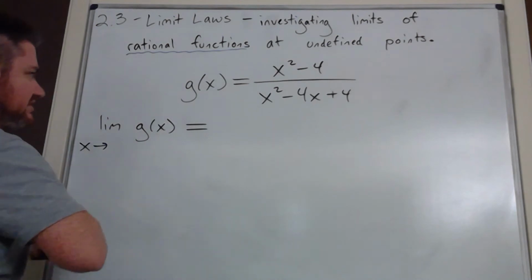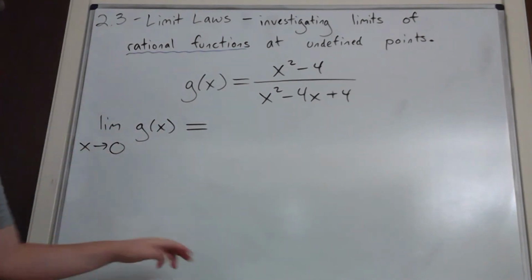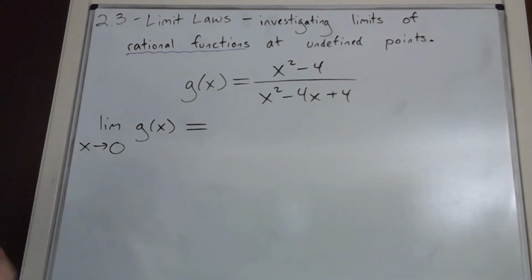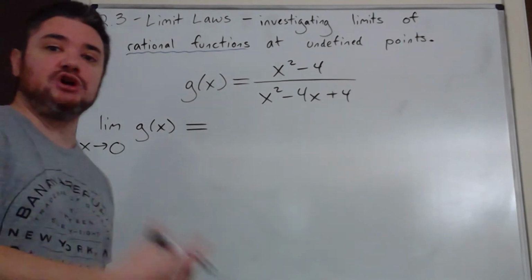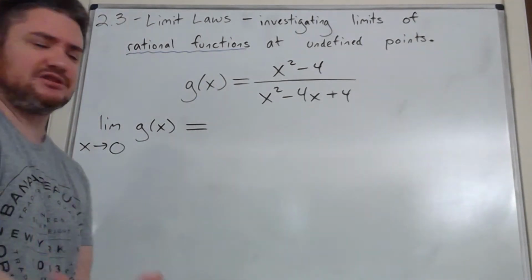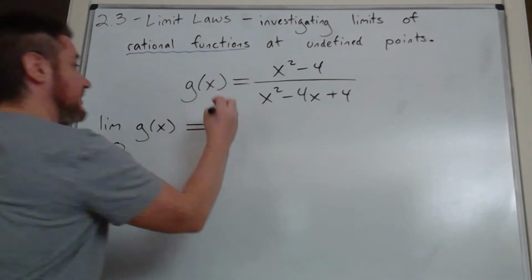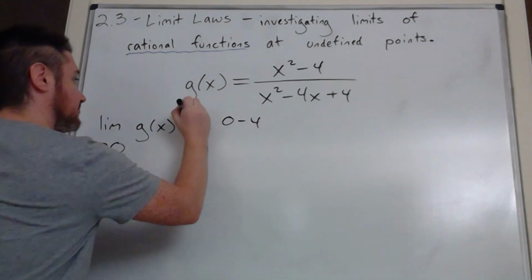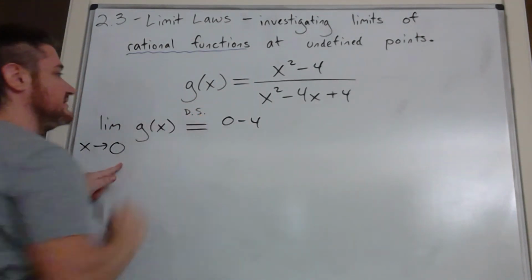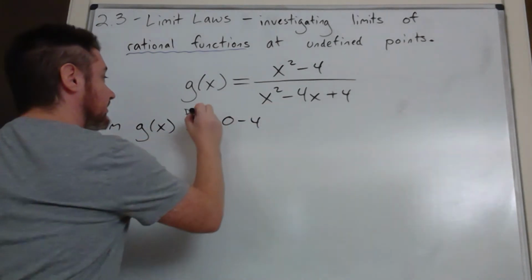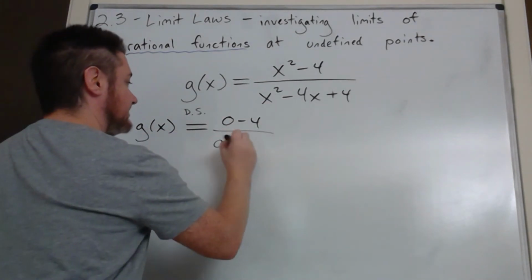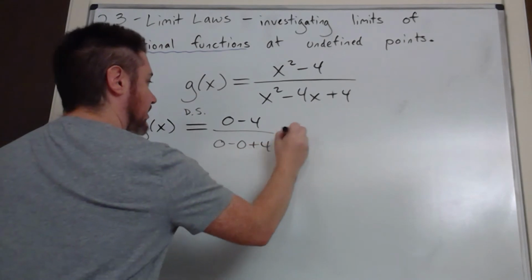Let's say I wanted to just evaluate the limit as x approaches 0, right? So kind of a little sidebar right now. But sometimes students are so tempted to jump in with limit techniques, they forget, just see what's going on. If I let x go to 0 here, I'm going to get 0 minus 4, right? So I'm doing direct substitution. 0 minus 4. Here I'm going to get 0 minus 0 plus 4, right?